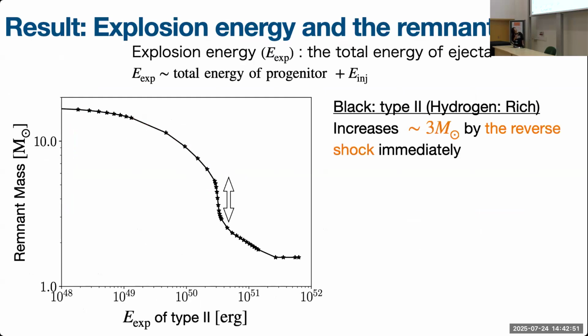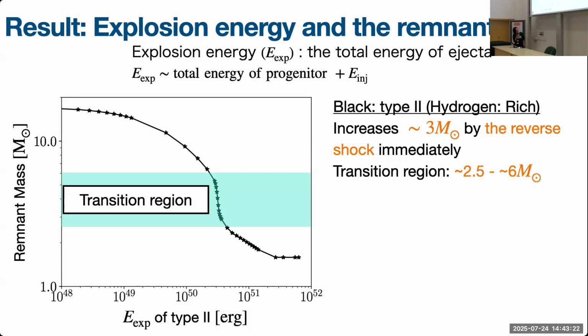So here is the relation between explosion energy and the remnant masses. This figure's x-axis is explosion energy, the total energy of the ejecta, and the vertical axis is remnant mass. And we find this steep increase of remnant mass in this region. This comes from the infalling reverse shock, and we call it the transition region.